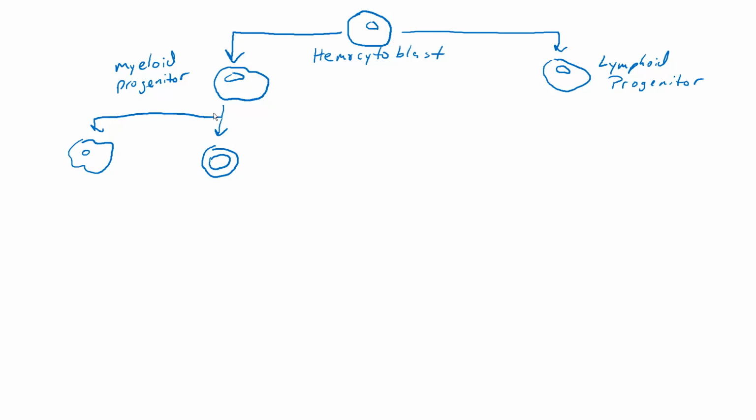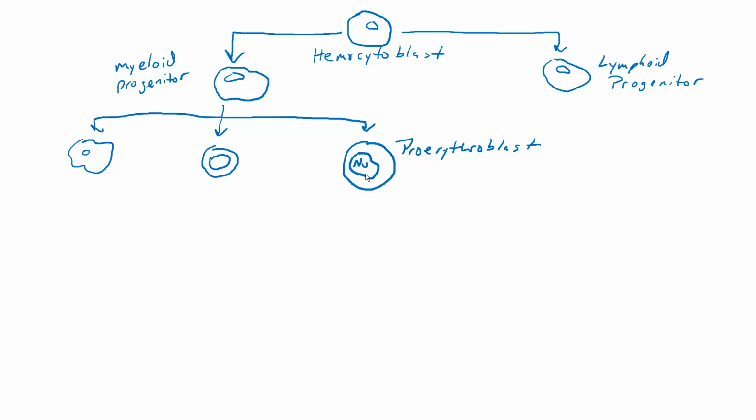We're interested in the progenitor cell that comes from the myeloid progenitor cells called the proerythroblast. So that's going to be this guy right here. And notice that this cell has a nucleus. Okay, so this is the proerythroblast. This is the one we're interested in. All of this is happening inside the bone marrow.